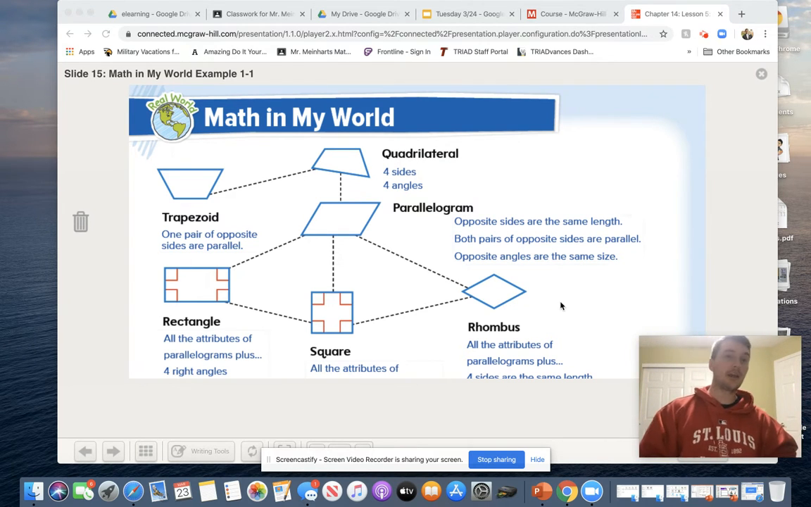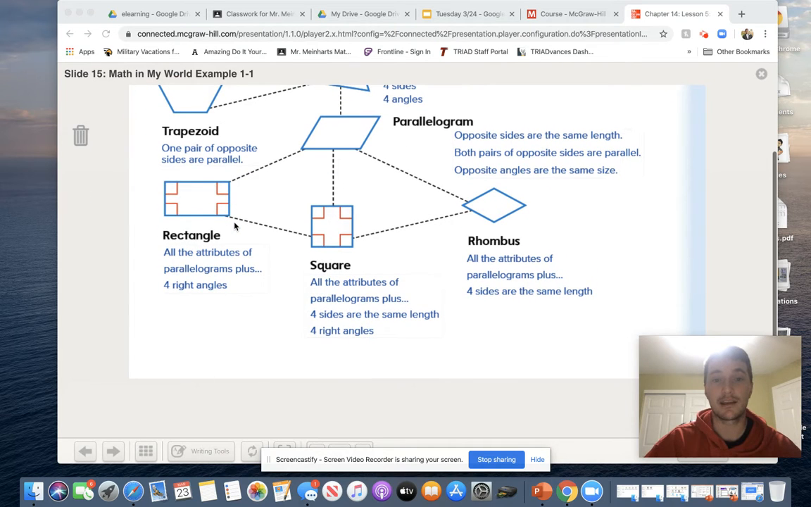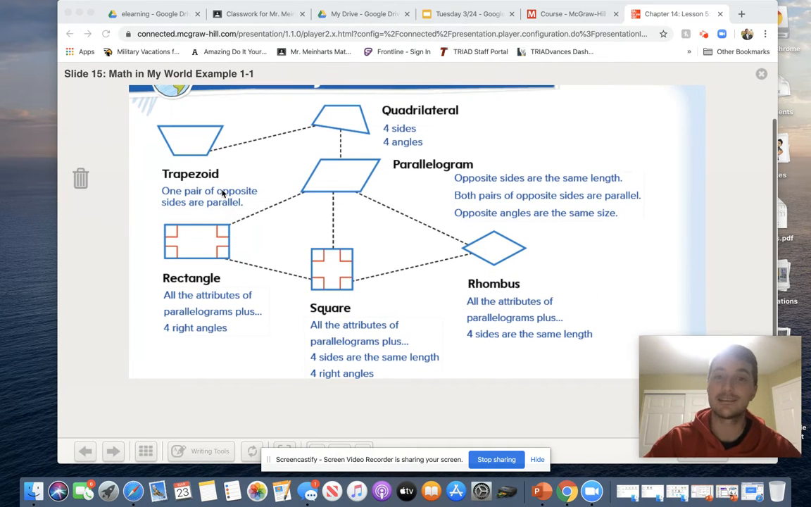All right, we are in chapter 14, lesson 5. As you can see on the slide I have pulled up, this should be in your book. We should be on the first page in lesson 5. We are talking about math in your world. We're going to go through some quadrilaterals, because that's what we've been learning. As you can see on this slide and in your book, it connects them all together.